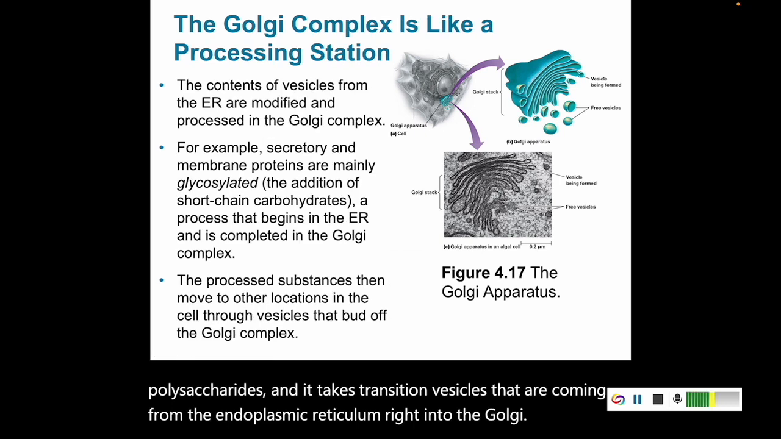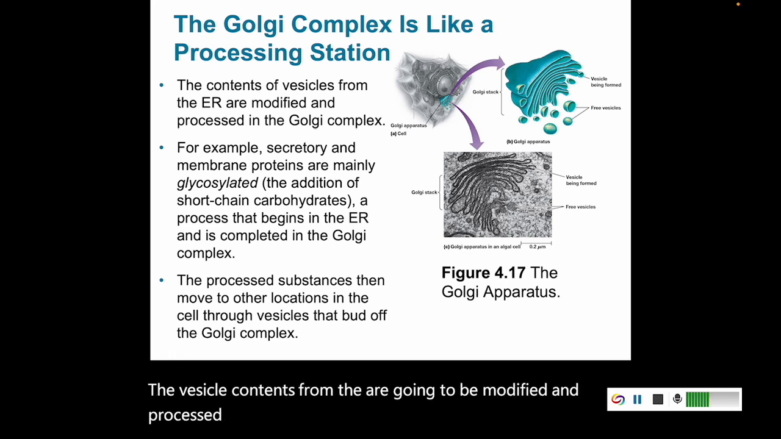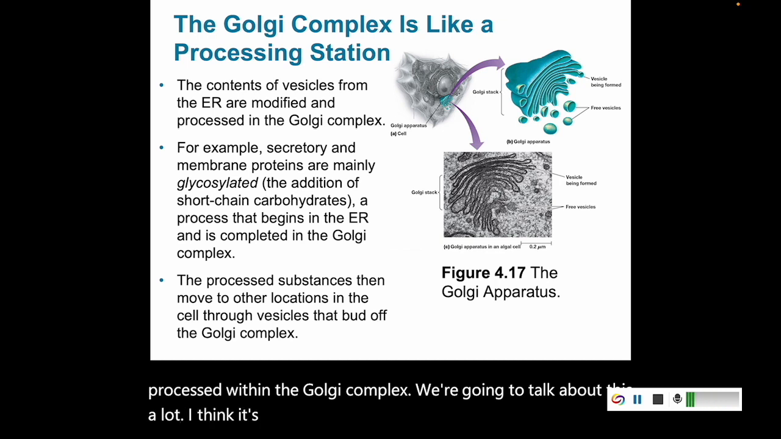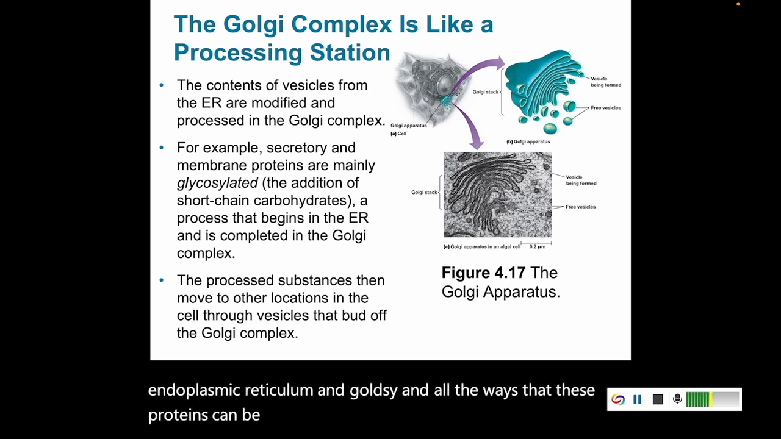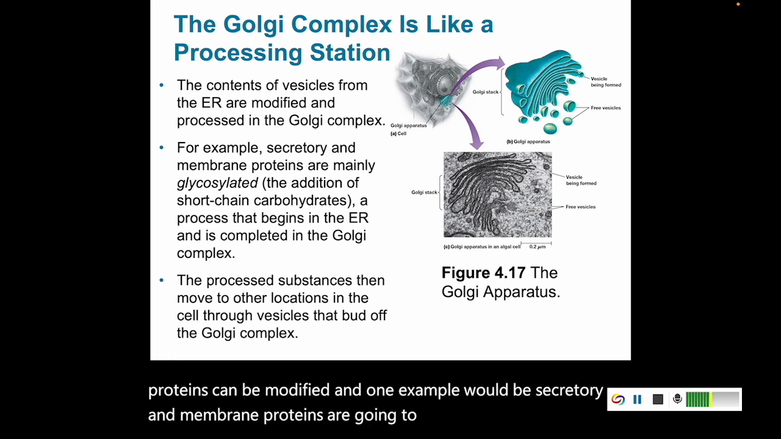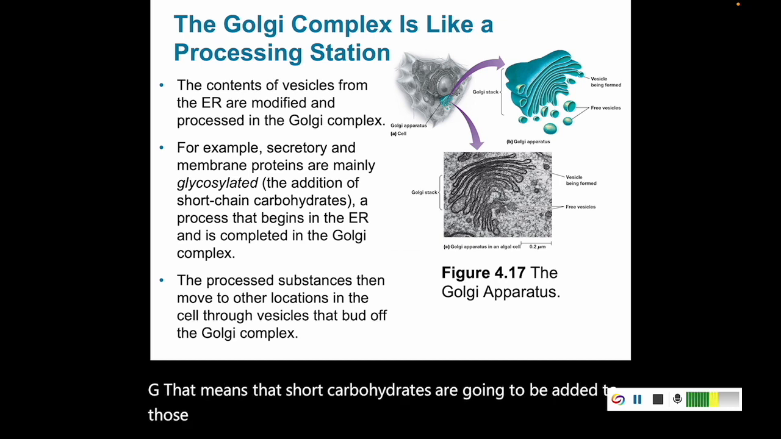The vesicle contents from the ER are going to be modified and processed within the Golgi complex. We're going to talk about this a lot. I think it's chapter 17 when we get into talking about our endoplasmic reticulum and Golgi and all the ways that these proteins can be modified. One example would be that secretory and membrane proteins are going to be glycosylated within the Golgi. That means that short carbohydrates are going to be added to those proteins. This starts within the ER, but is completed within the Golgi.